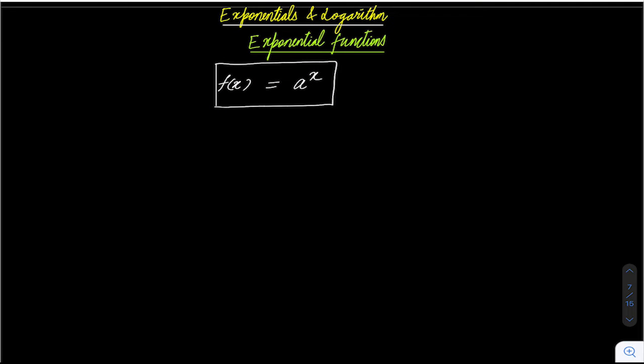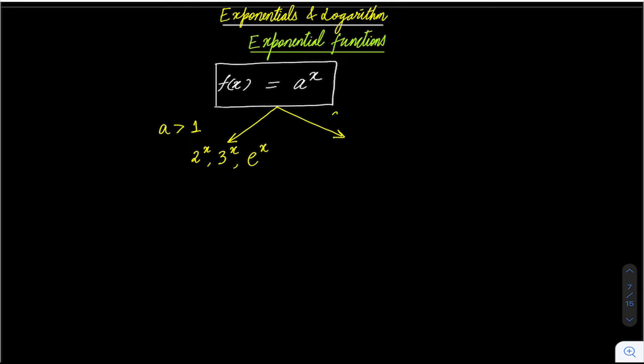There are two types of exponential functions that will be coming in this curriculum. First, there might be exponential functions where this value a is greater than 1. For example, let's take 2^x, 3^x, or e^x, and we know e is approximately 2.7.